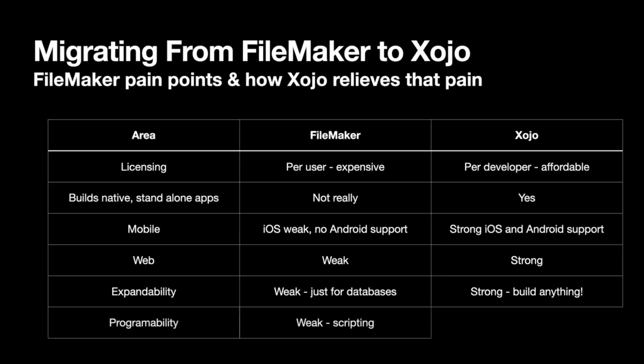Programmability. FileMaker has scripting, which compared to Xojo is kind of weak. We have a strong, modern, compiled language, but don't fret if you haven't done programming before. Xojo is a great place to start. We have a lot of users that never wrote a line of code in their lives and started with Xojo, and some of those people are now full-time professional developers. It's a very simple dot syntax, much like JavaScript, so think of it that way, and we'll see a little bit of that later.